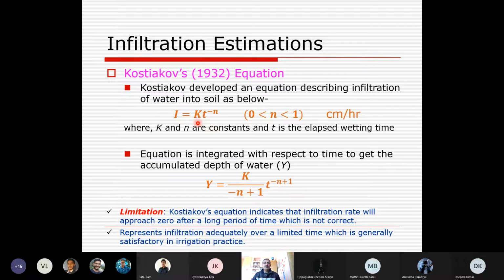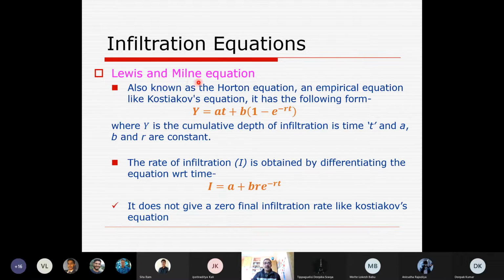The next empirical relationship was developed by Lewis and Milne, and this is also known as the Horton equation. You might have heard most about this equation because this is mostly used in soil and water conservation or basically in hydrology. So it's also known as the Horton equation. This is also an empirical equation like the Kostiakov equation, and it has a relation.